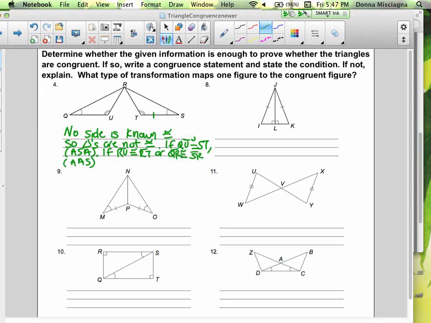All right, but since it's not, the triangles aren't congruent. And that's the end of this problem. So let us move on to the next one. All right, here, don't forget that JL is congruent to JL, and that's the reflexive property.